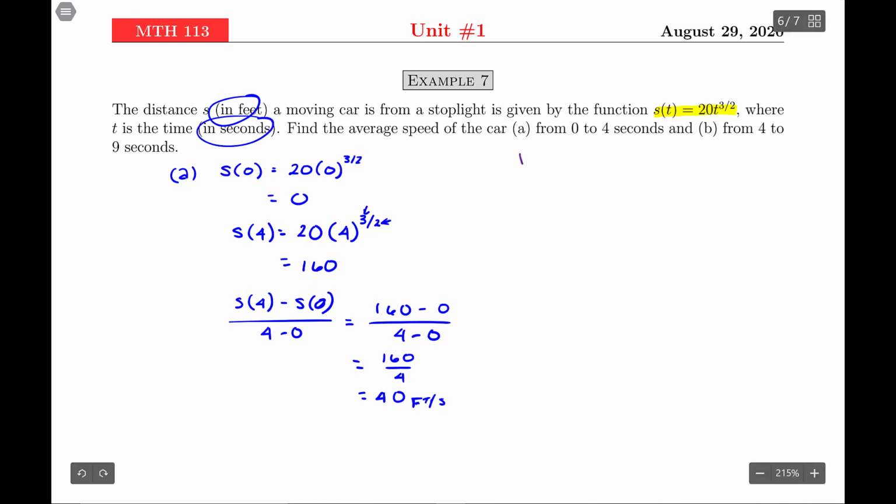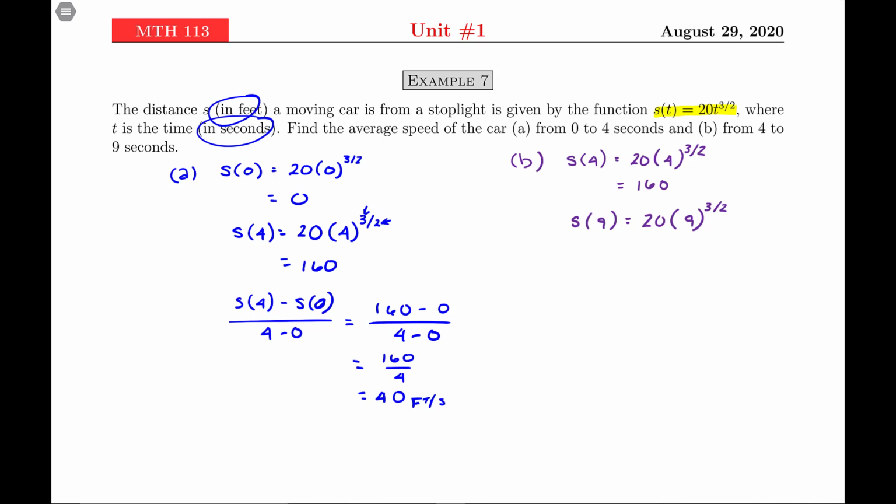For part B, we're going to evaluate s of 4. So that's going to be, again, 20 times 4 to the 3/2 power. We've already computed that once, which is 160. And then we look at s of 9, which is going to be 20 times 9 to the 3/2 power. Let's see, that's going to be 729, and then the square root of 729.